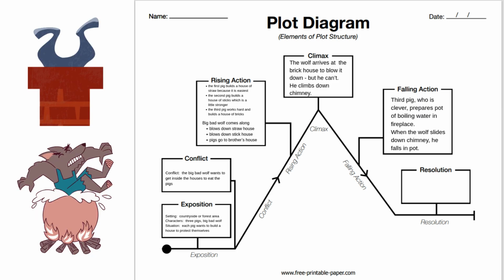The falling action. The third pig, who is clever, prepares a boiling pot of water in the fireplace. When the wolf slides down the chimney, he falls into the pot. Purpose, the conflict begins to resolve. The pigs' quick thinking saves them.